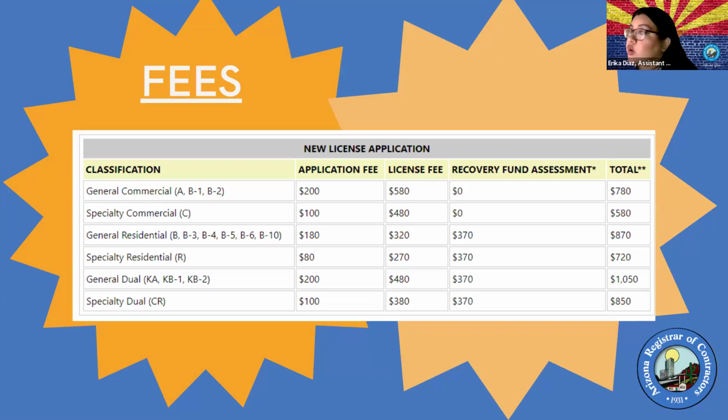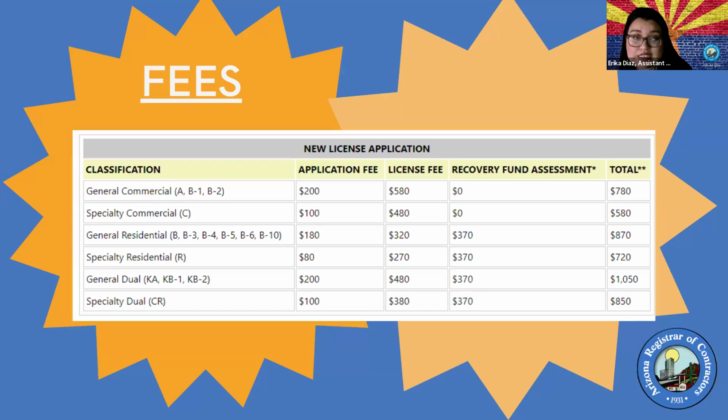All right, so our fees are based upon the type of license you're applying for. If you look at the chart, every type of license has different fees. If you're looking for a dual license for a specific classification or specialty, you're looking at around $850. We do have our KB2s and our generals listed on there. This is your initial payment for the application process.